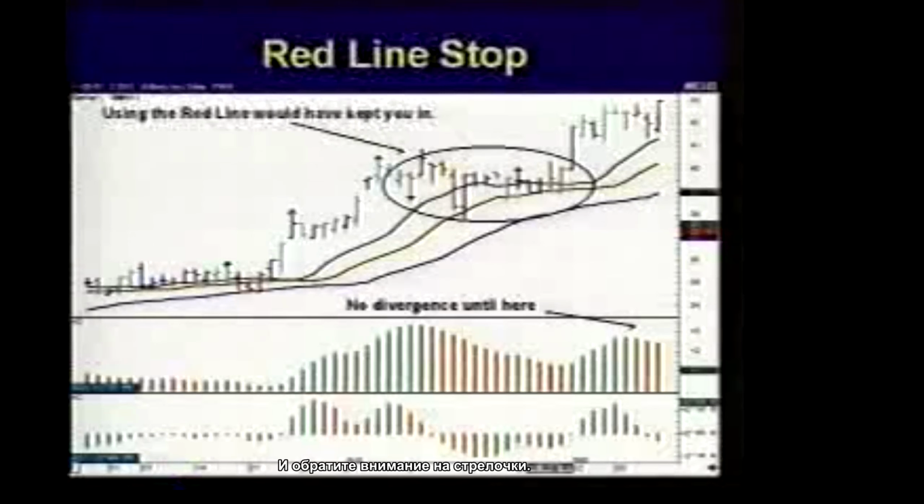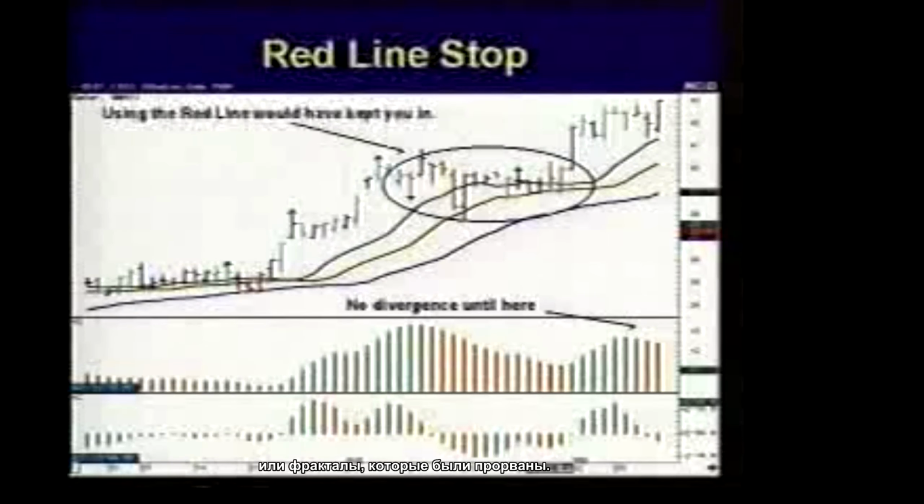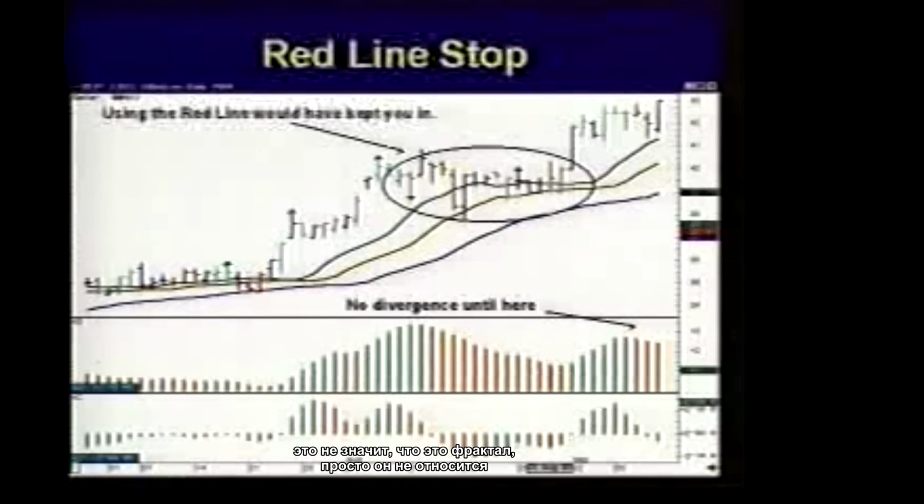And notice these carets. If you see the carets on top, those are fractals. But with CQG, it does not mark all of the fractals. What you'll see there is the most recently completed fractal or fractals that have been hit. So if you notice a fractal has not been marked, that doesn't mean it's not a fractal. That just means it's not one of the things I've just mentioned.